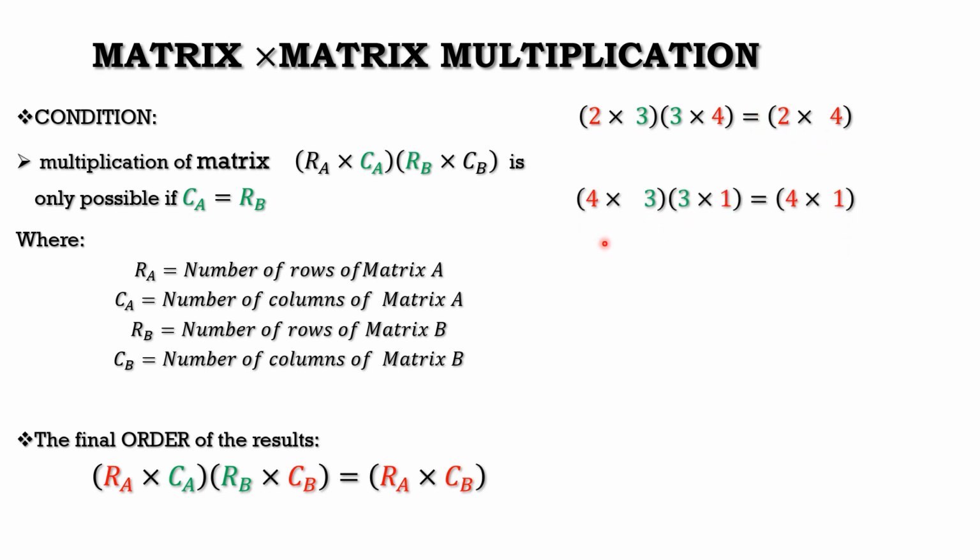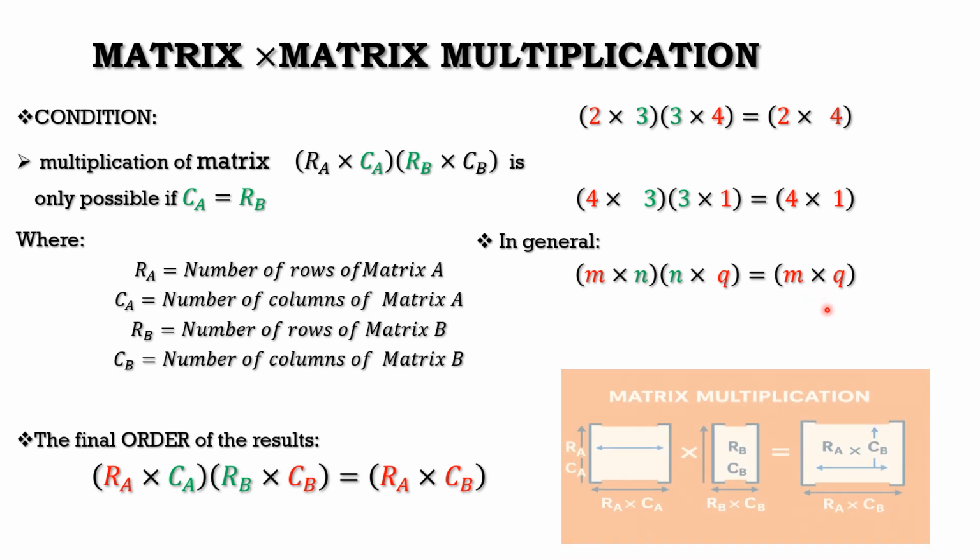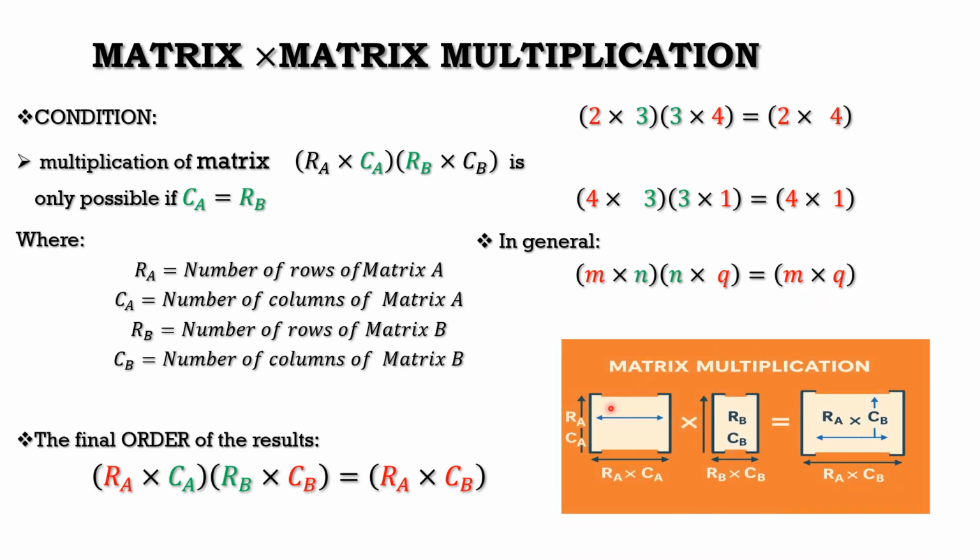Then we have another example: a matrix of order 4 by 3 multiplied by a matrix of order 3 by 1. Our final answer will be 4 by 1. In general, if we have m by n multiplying n by q, then our final answer will be of order m by q. Good. So let's look at this particular diagram here. RA by CA, RB by CB, then our answer is going to be RA by CB.